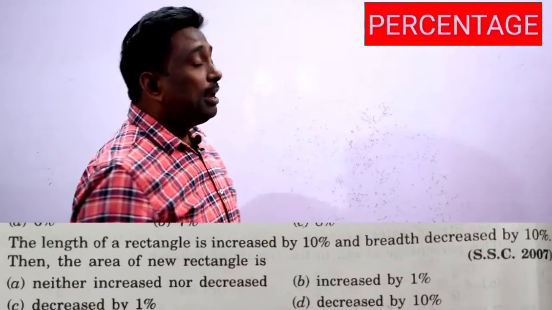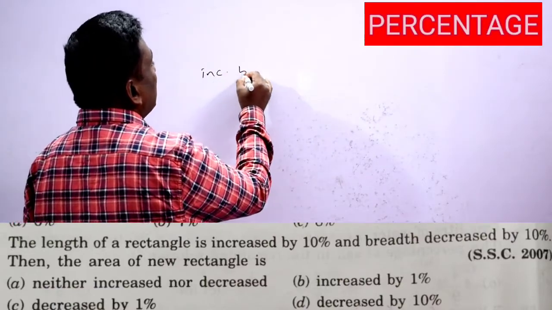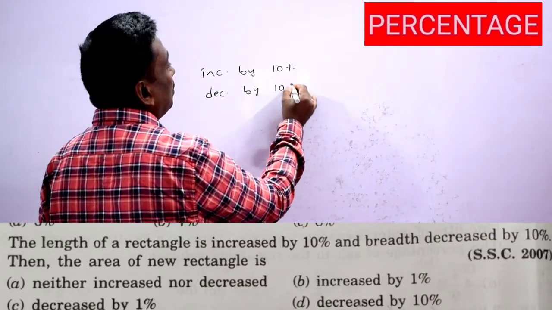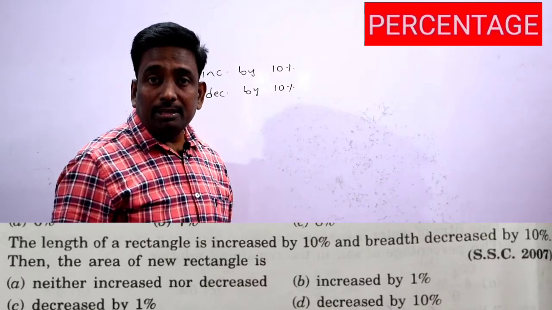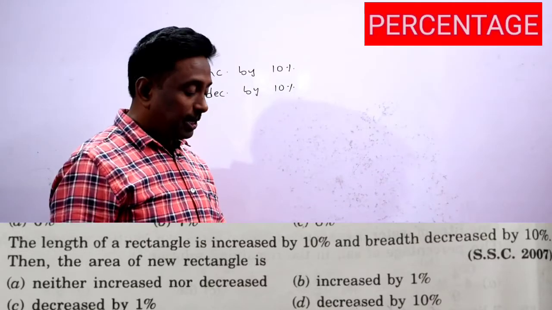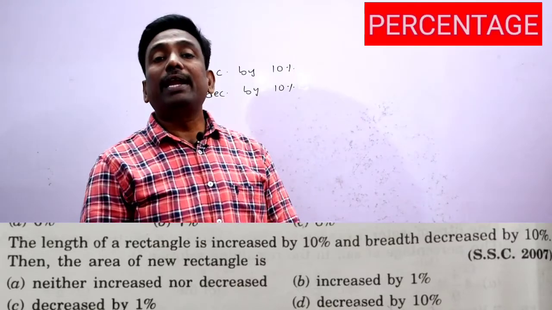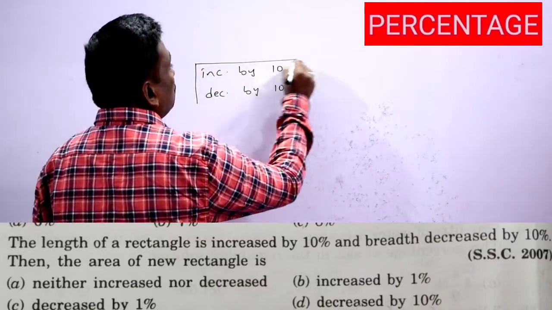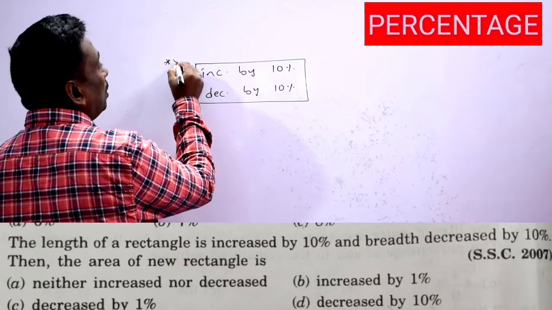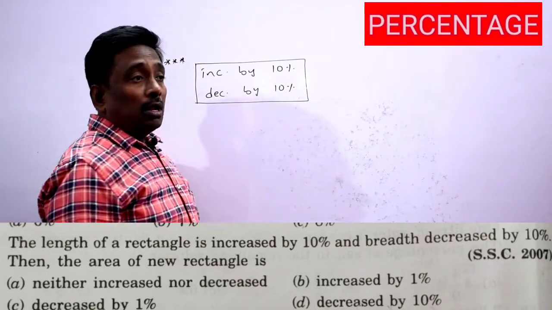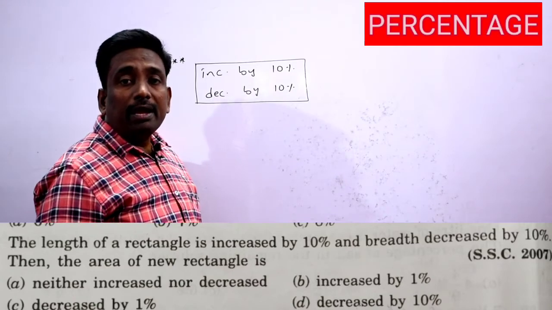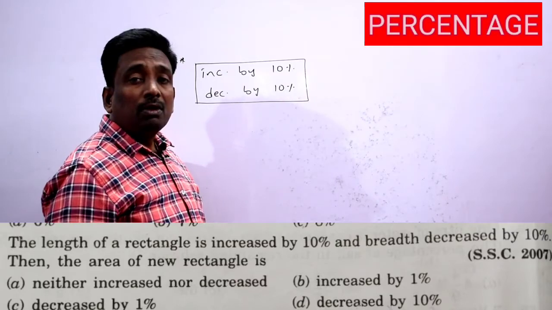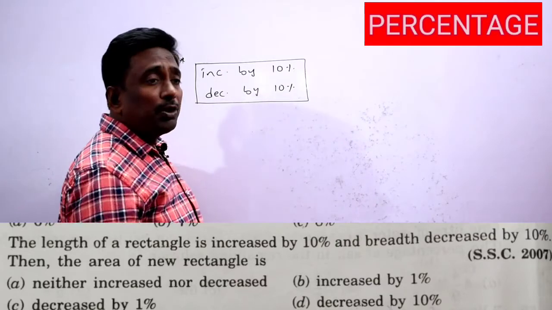The length of the rectangle is increased by 10% and its breadth is decreased by 10%. Then the area of the new rectangle is? This model is very important. They definitely ask it in all competitive exams like bank exams, SSC, railways, police exams. Maximum, this is the most important model.